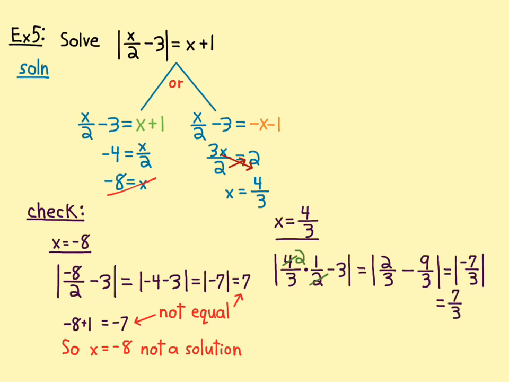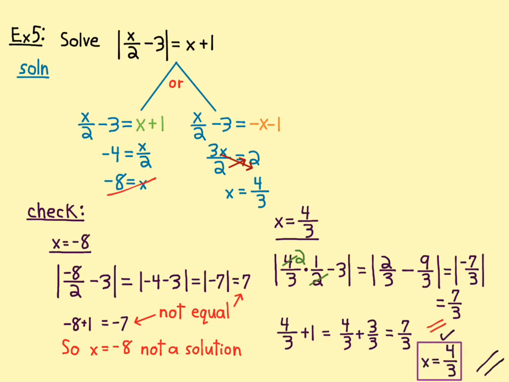That's the left side. Now the right-hand side, I take 4/3 plus 1, and that's going to be 4/3 plus 3/3, 7/3. See, it's the same. It worked. So the fractional one worked, 4/3. So that's my answer. If they asked for the solution set, I'd have curly bracket, 4/3, and end curly bracket. Okay.